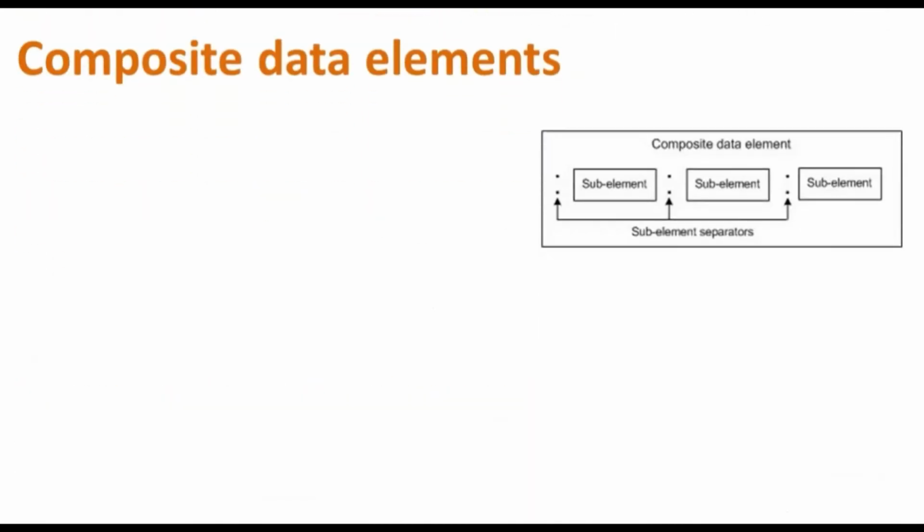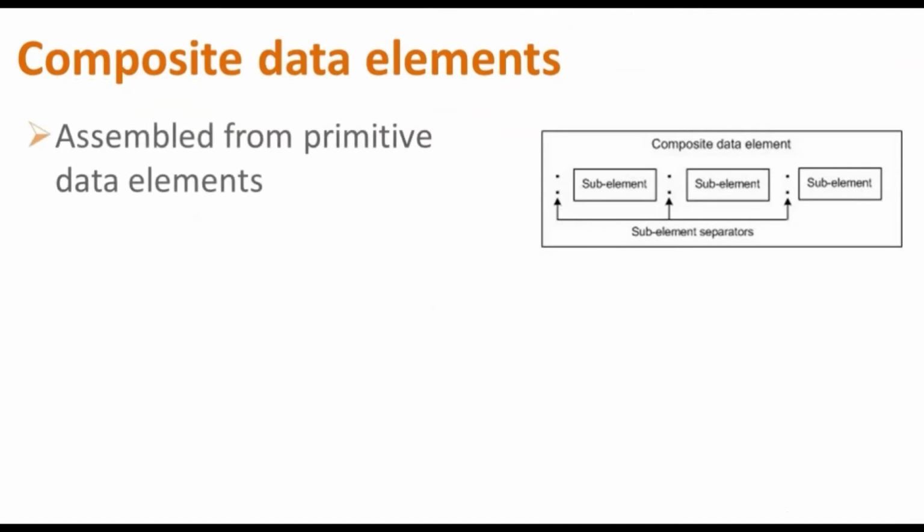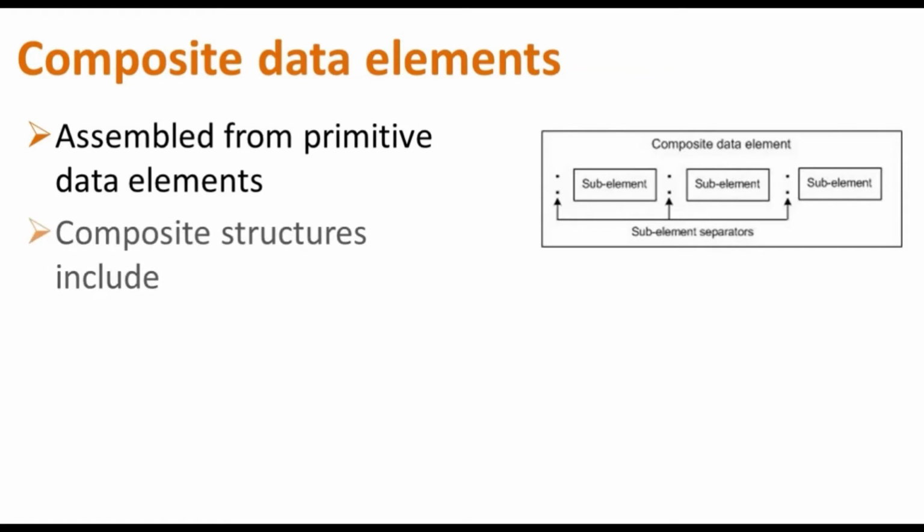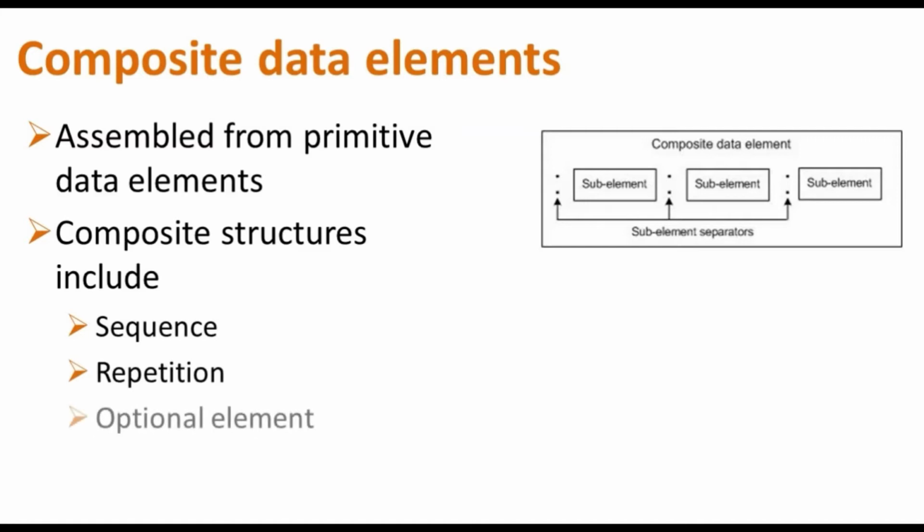For composite data elements, as we said, these are assembled from primitive data elements. And composite structures include sequence, in what order these are organized, repetition, in case you would like to repeat any data element, and optional element. Maybe some element is not mandatory in the structure all the time.